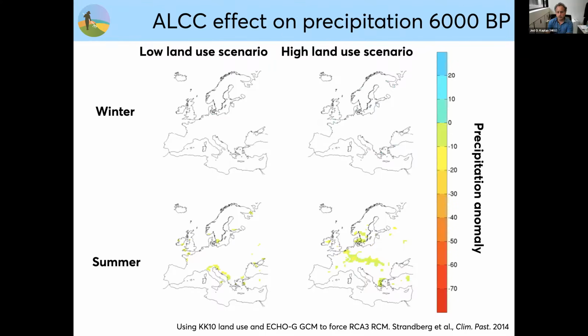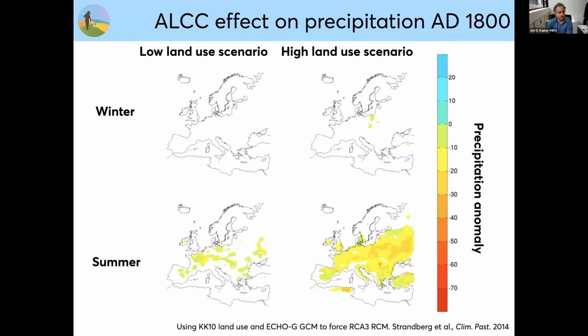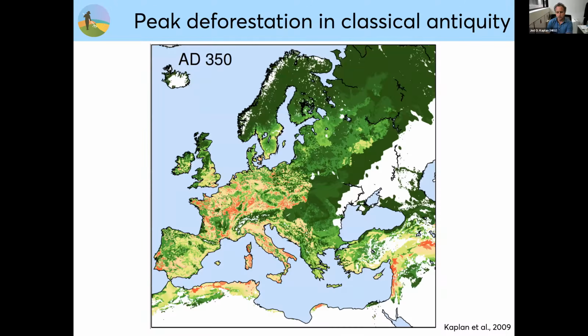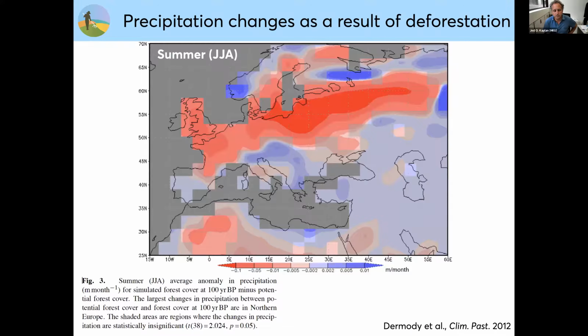We can show similar things for changes in precipitation. I don't have time to go through all of these in detail, so I'm not going to. I want to have plenty of time for questions. So I will just show you a couple of other examples. Peak deforestation in classical antiquity, which also leads to climate changes. This is drier conditions over that central part of Northern Europe. It's a biogeophysical feedback, okay?